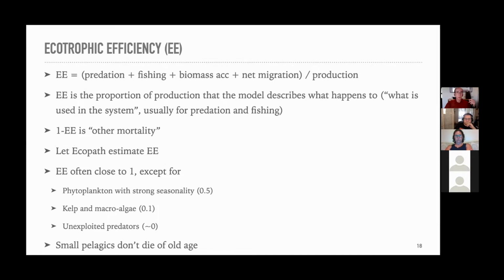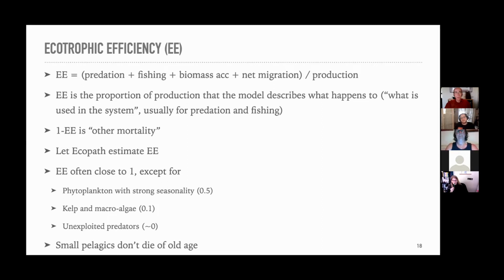Next, ecotrophic efficiency. The way we estimate that is in the first equation. It is how much of the production the model explains. And that's 4 out of the 5 terms in the production equation, which I hope you remember by now. Production equals predation plus fishing plus biomass accumulation plus net migration plus other mortality. That's what's missing here in the top of this equation. See the 4 terms? Other mortality is missing. Divided by production. If it had been there, this equation would be 1.